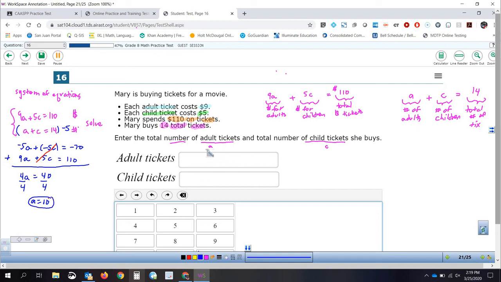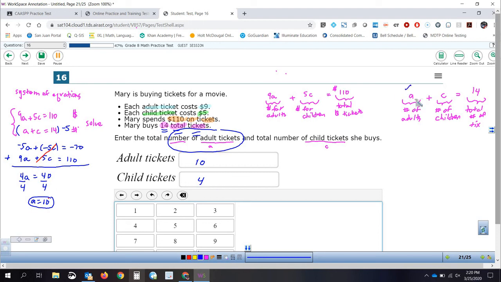So what did we just find? A stood for the number of adult tickets. What do we now know? The number of adult tickets is 10. But what also do we know? Mary bought 14 total tickets. Well, if 10 of them went to the adults, then that's right, 4 of them went to the children. So 10 adult tickets, 4 child tickets, and this should make both equations true.